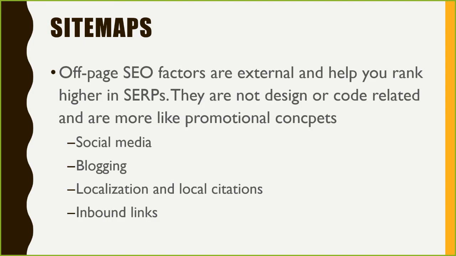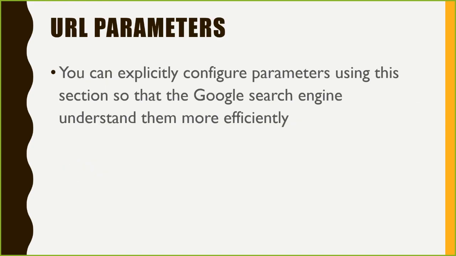Great. Sitemaps are another crucial factor, and another crucial factor is that off-page SEO that we talked about. Essentially, if you have off-page SEO, it can help you rank higher in the search results. And again, as a remark, the off-page SEO factors are things like blogging, localization, people that link to your website, and then social media.